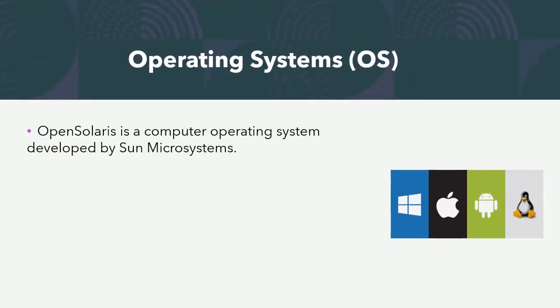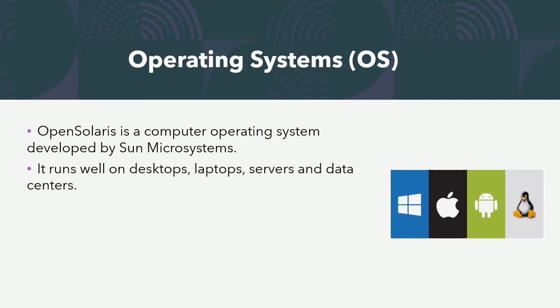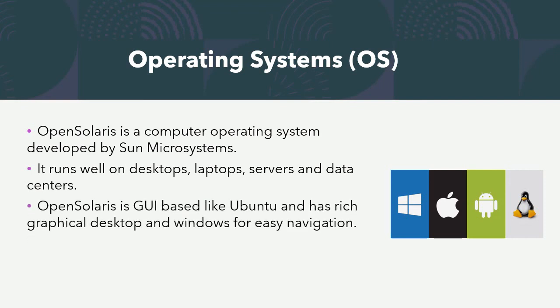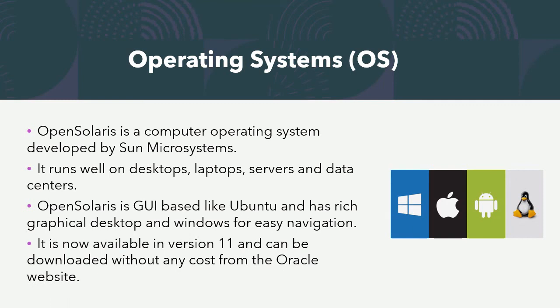Aside from Windows and Linux, we also have OpenSolaris. It is a computer operating system developed by Sun Microsystems, though it is not widely used today. It runs well on desktops, laptops, servers, and data centers. OpenSolaris is GUI-based, or graphical user interface-based, like Ubuntu, and has a rich graphical desktop and windows for easy navigation. It is now available in version 11 and can be downloaded without any cost from the Oracle website.